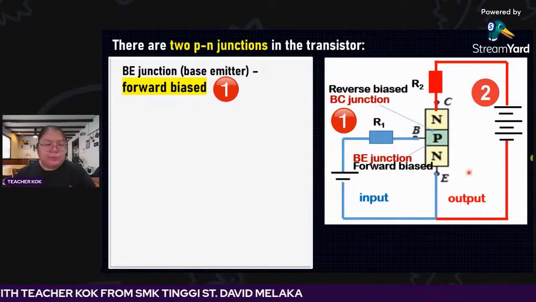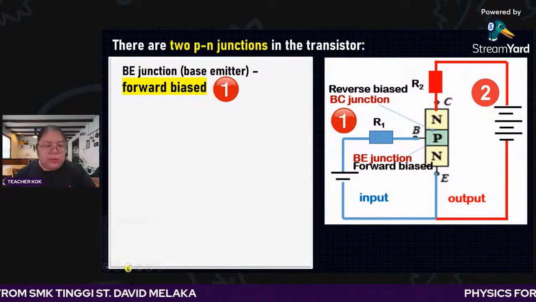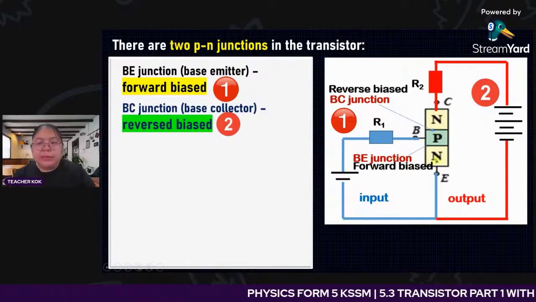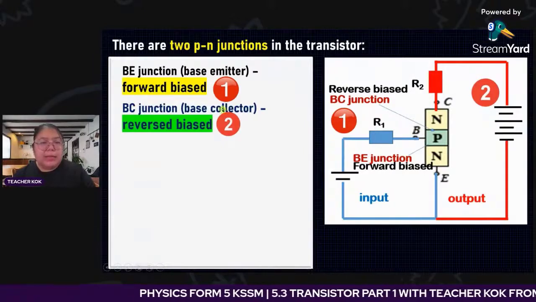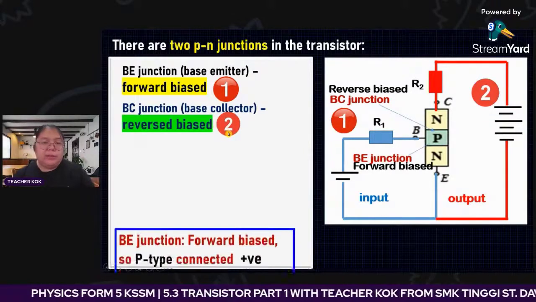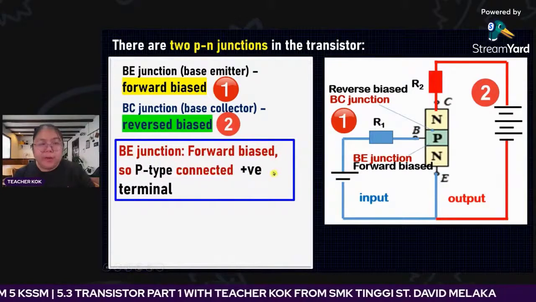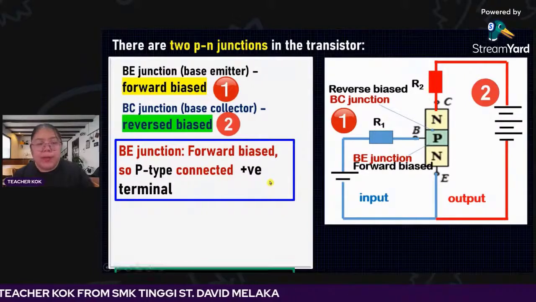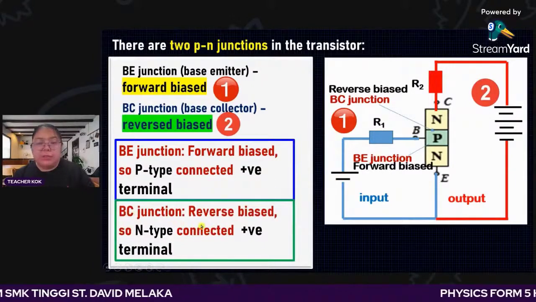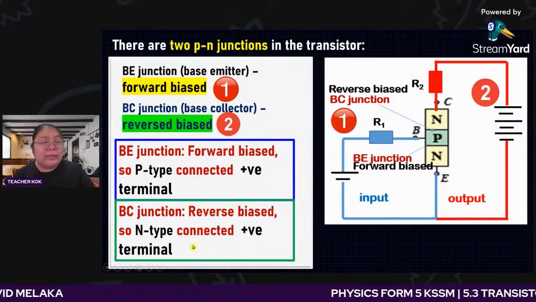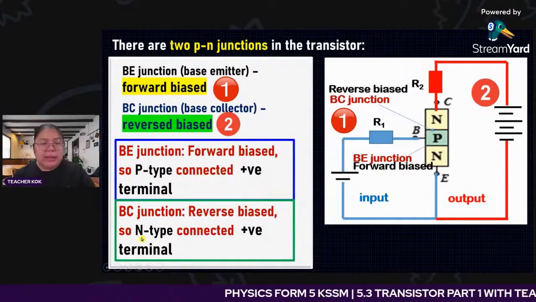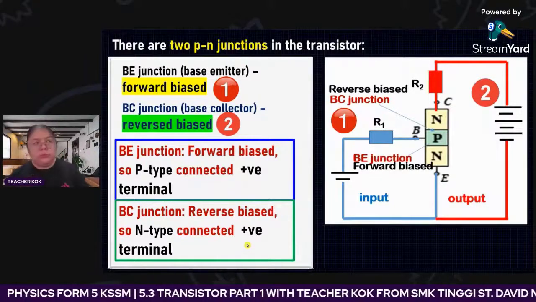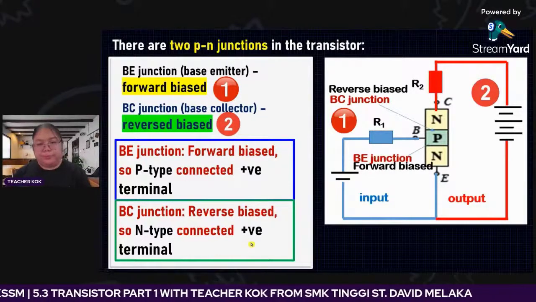Okay, next. I'm going to change back. BC junction means the base and collector, so this one is a reverse bias. BE junction forward bias means the P type is connected to the positive, so it becomes forward bias. BC junction is reverse bias. Why? Because the connection is reversed. The N type joins the positive terminal, so they produce reverse bias.